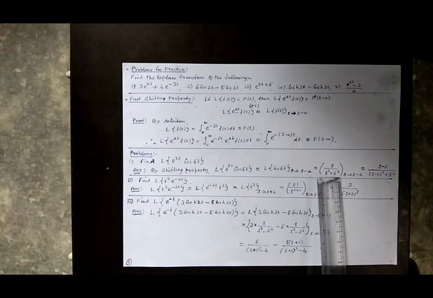So therefore, by the first shifting property, the Laplace transform of e power 2t into cos pi t equals the Laplace transform of cos pi t, where s tends to s minus 2. What is the Laplace transform of cos pi t? It is s by s square plus pi square. In that you put s equal to s minus 2. So you get s minus 2 by s minus 2 whole square plus pi square.